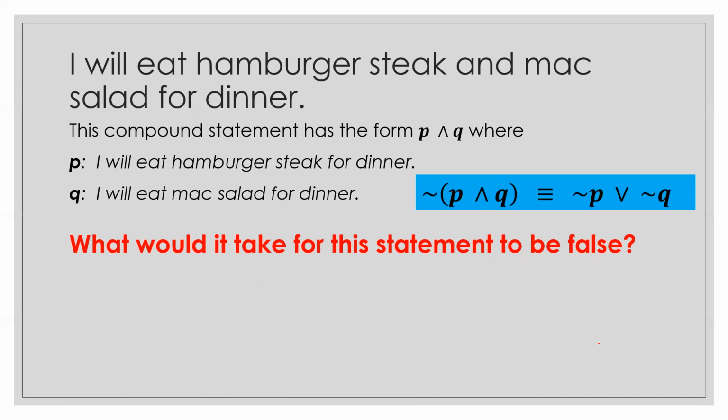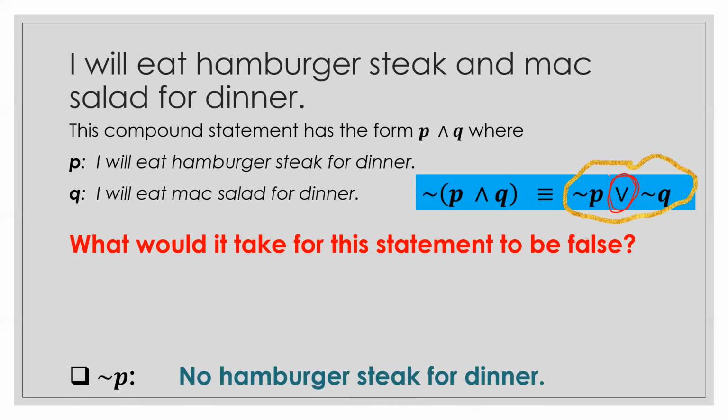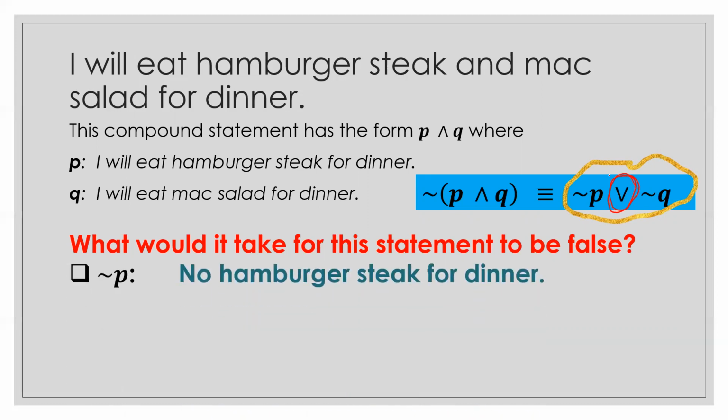Well, remember the negation of P and Q. What would it take for this statement to be false? It would take this: not P or not Q, right? Now, since this is an or statement, we would take either not P, which is I didn't eat hamburger steak. That will make it false.